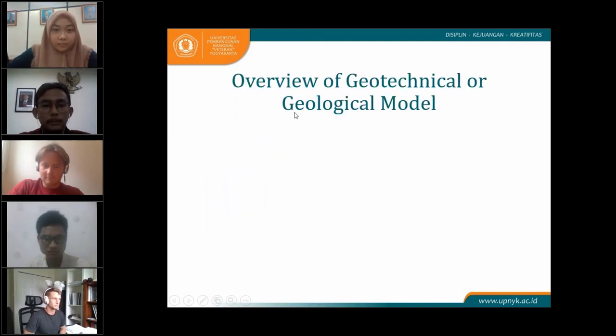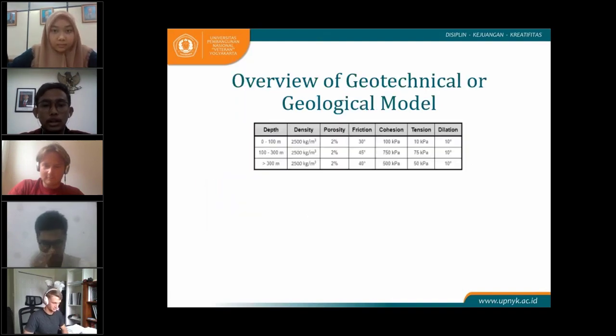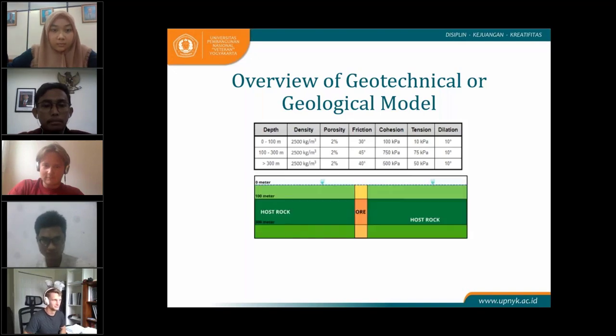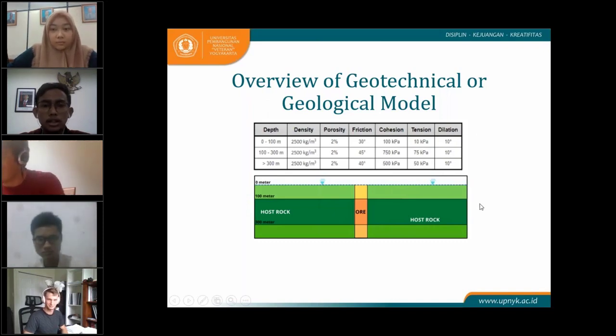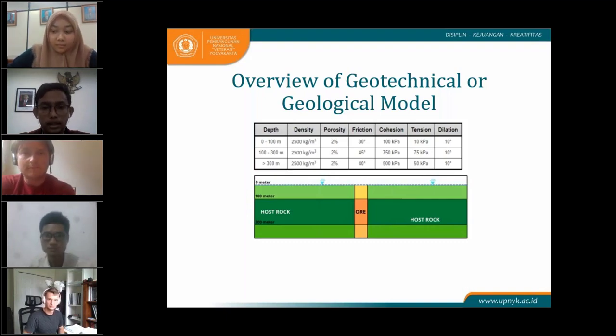Next, overview of the geological model. These are the rock mass mean properties, which differ by depth. So we can conclude that there are 3 layers of lithology in this geological model. And this is the overview of the geological model with 2 materials, ore and host rock, that have the same characterization based on depth. The initial groundwater is at the ground surface, so that's why we made the saturated model as the initial model.